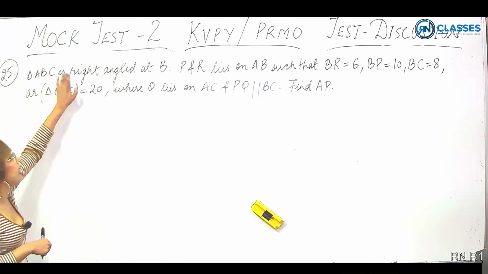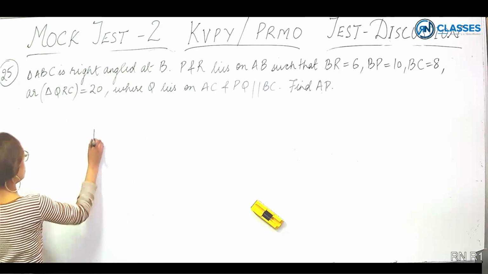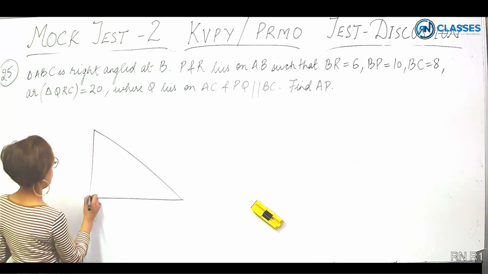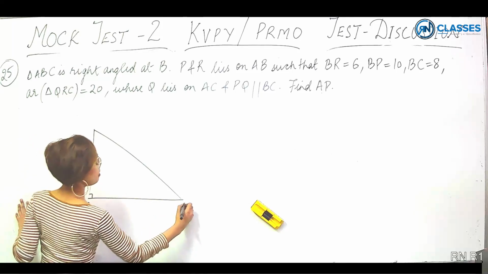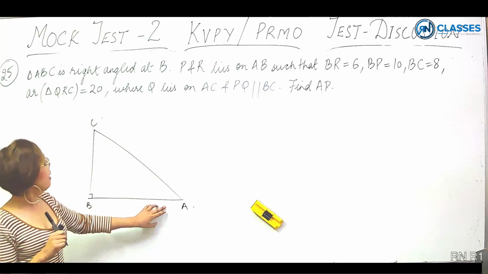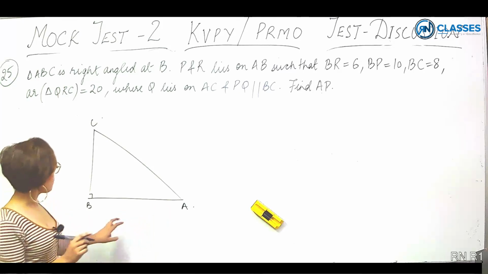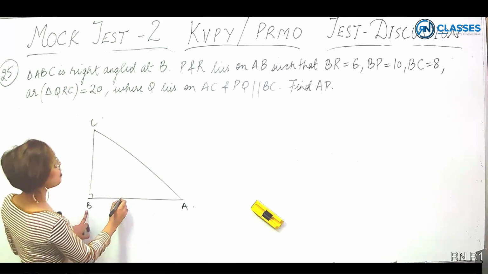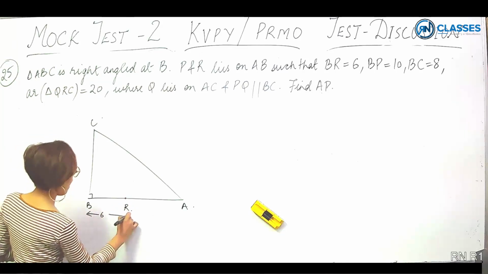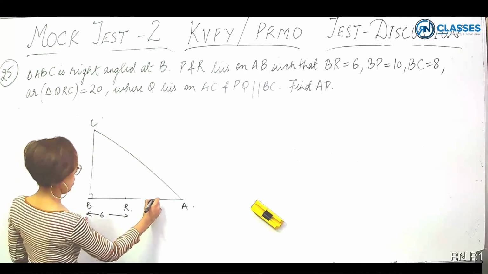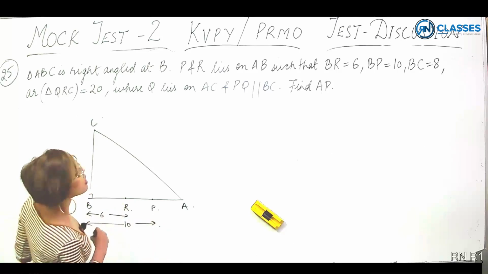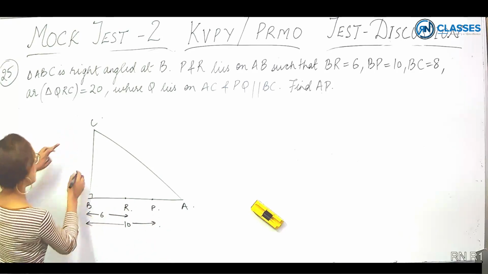Triangle ABC is right angled at B. So let me make my triangle. B is here, obviously, because 90° is here, and AB is here, A is here, and C is here. Now he says P and R lie on AB so that BR is equal to 6, and BP is 10. So this is P maybe, and this is 10. Right? Now he says that BC is 8, this entire length is 8.